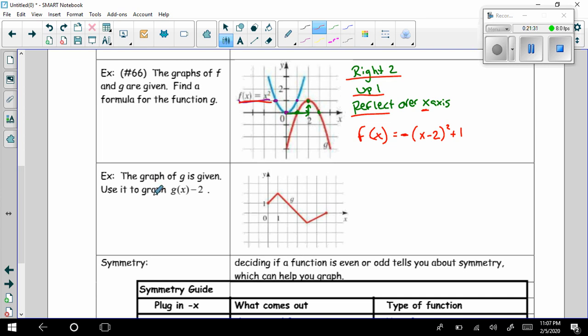And then the graph of the function is given. Use it to graph g of x minus 2. So we're shifting all of this down 2. This is outside of our parentheses, right? So we're just moving down 2. So every single point you just literally move down 2. And then you can redraw the line.